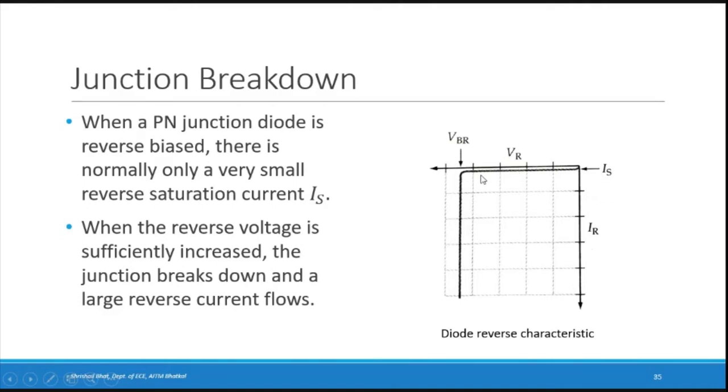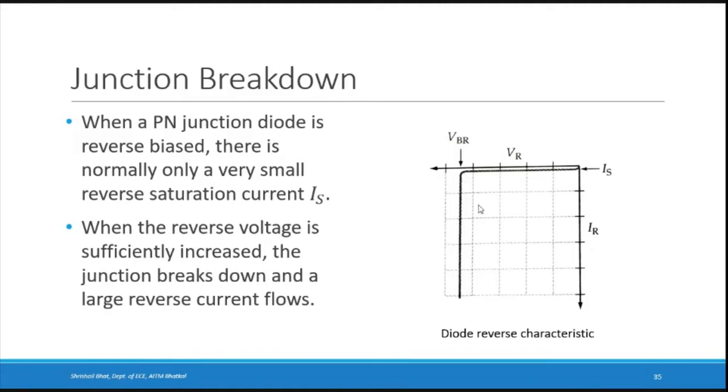If you increase the reverse voltage beyond a particular value, that is called the breakdown voltage, then the junction will break down and a large reverse current will flow in the reverse direction. That happens when you increase the reverse voltage beyond the breakdown voltage.